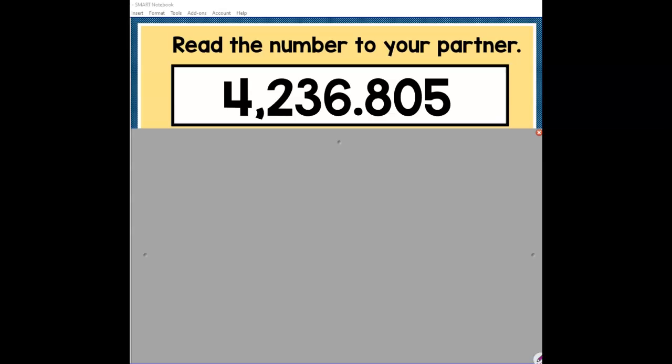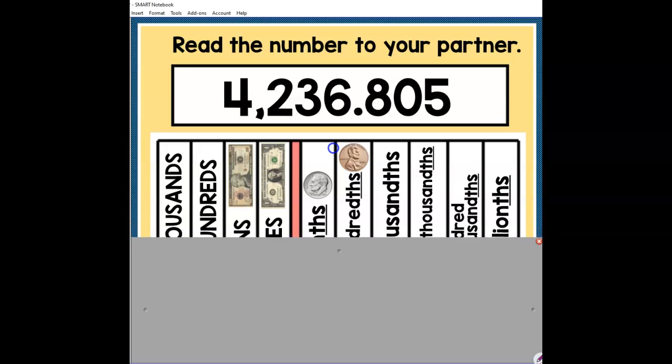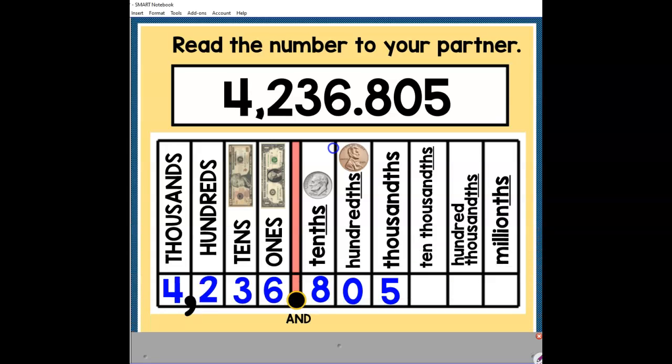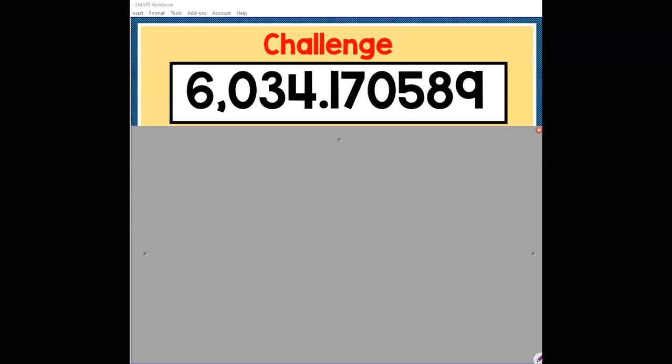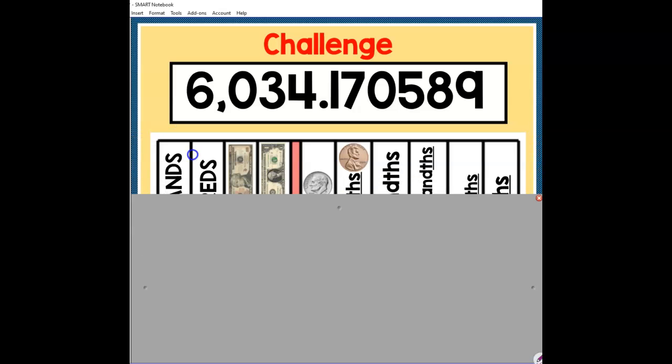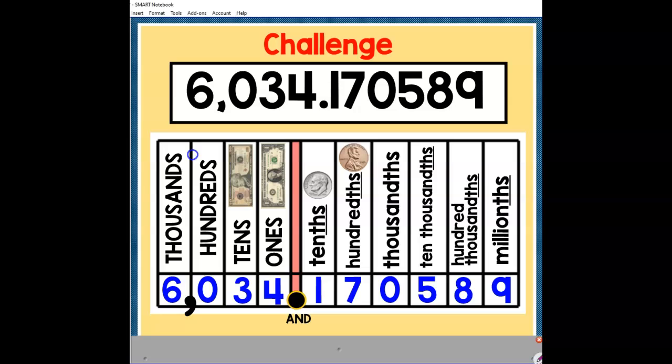It would be 4,236. And now I'm going to say the numbers after the decimal, 805. And I read the last place, thousandths. 805 thousandths. So 4,236 and 805 thousandths. If you're up for a challenge, try to read this number. It might help if you see it in our chart. How I would say this number would be 6,034 and 170,589 millionths. That one's tricky.